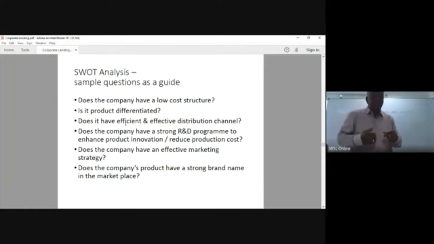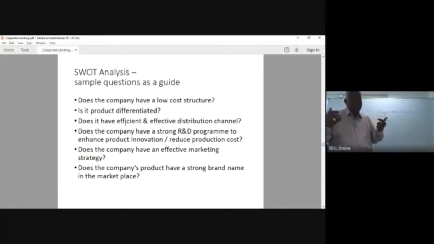Right. And then, is it product differentiated? Whether its products are differentiated compared to similar products. So thereby, whether they have customer loyalty. If the answer is yes, differentiated, that means the customer loyalty is there. It is a strength of the company. If the answer is no, then it is a weakness of the company.